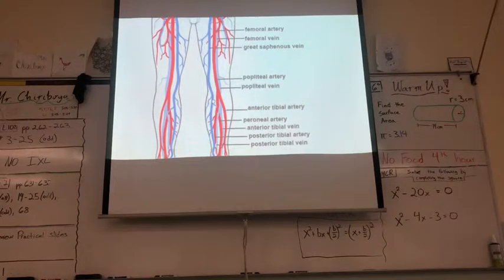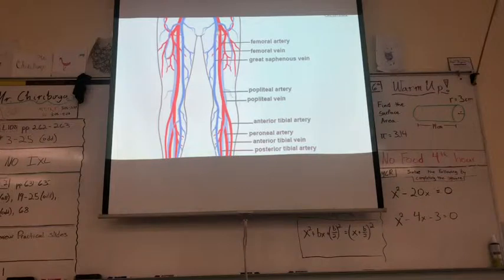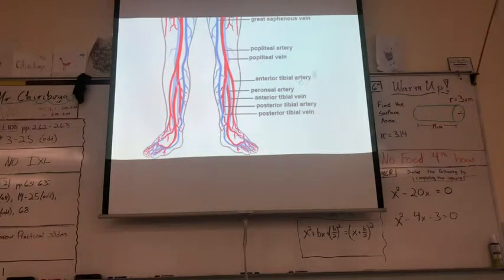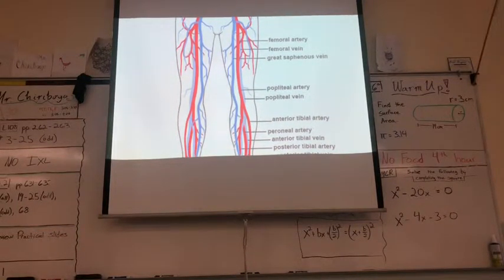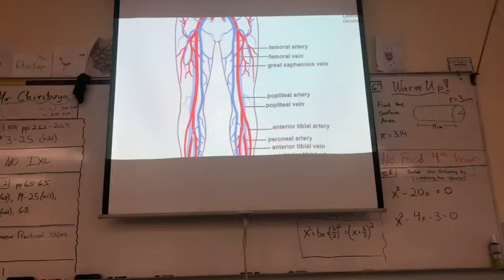It's called great saphenous vein because it's really big, really long. That goes all the way down to where your feet are. Okay, so know the great saphenous vein. That's another one that you need to know. But definitely know your femoral artery and vein, and then also know your popliteal artery and vein.